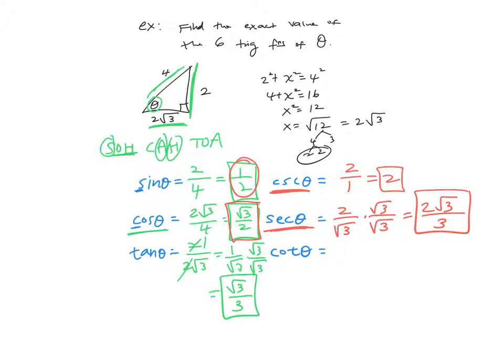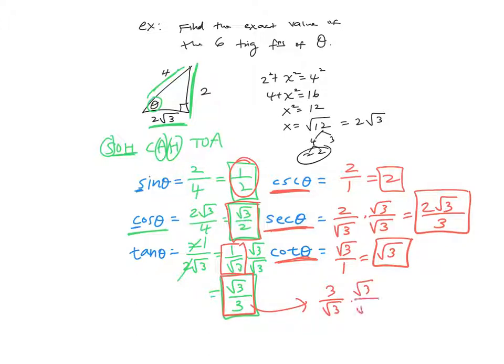For cotangent theta, I could take my tangent theta and take the reciprocal, but notice that I originally had 1 over root 3 before I rationalized. So if I just flip over 1 over root 3, that would give me root 3 over 1, and I wouldn't need that extra step. It's still fine if you wanted to take the reciprocal of your final answer here and then rationalize. It's just more work, but you get the exact same answer.